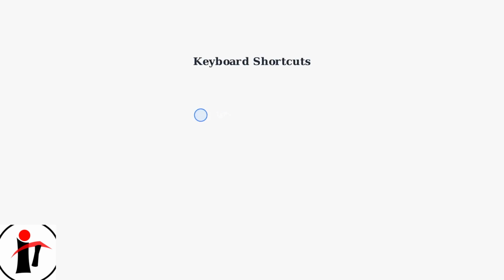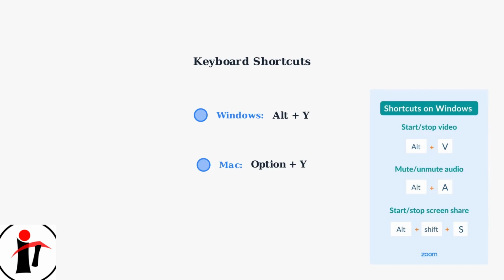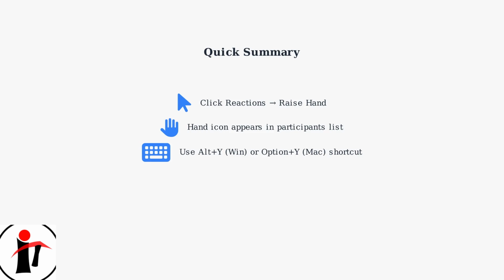For faster access, you can use keyboard shortcuts. Press Alt plus Y on Windows or Option plus Y on Mac to quickly raise or lower your hand without using the mouse. Remember these key steps. Find the Reactions button in your toolbar, click Raise Hand, and your hand icon will appear in the participants list. Use the same menu to lower your hand or use the convenient keyboard shortcuts for quick access.